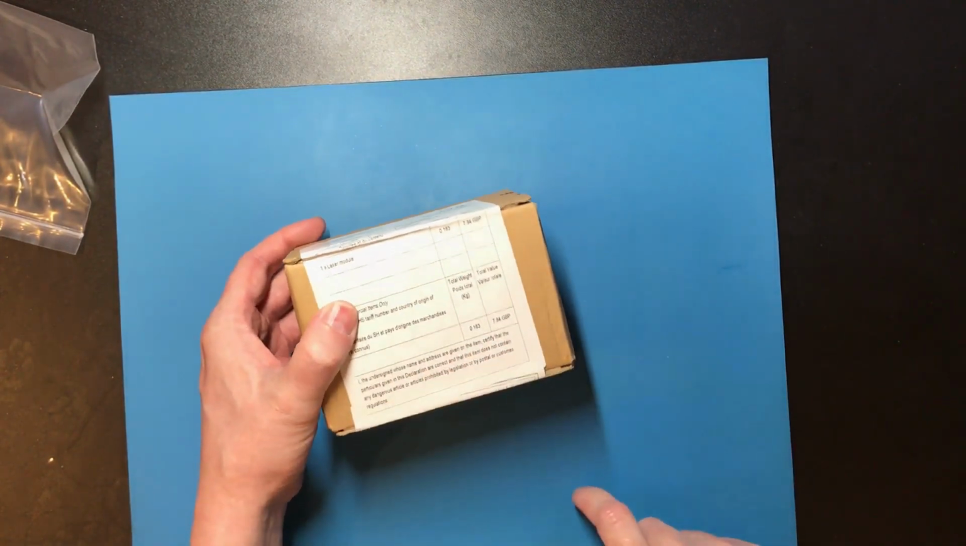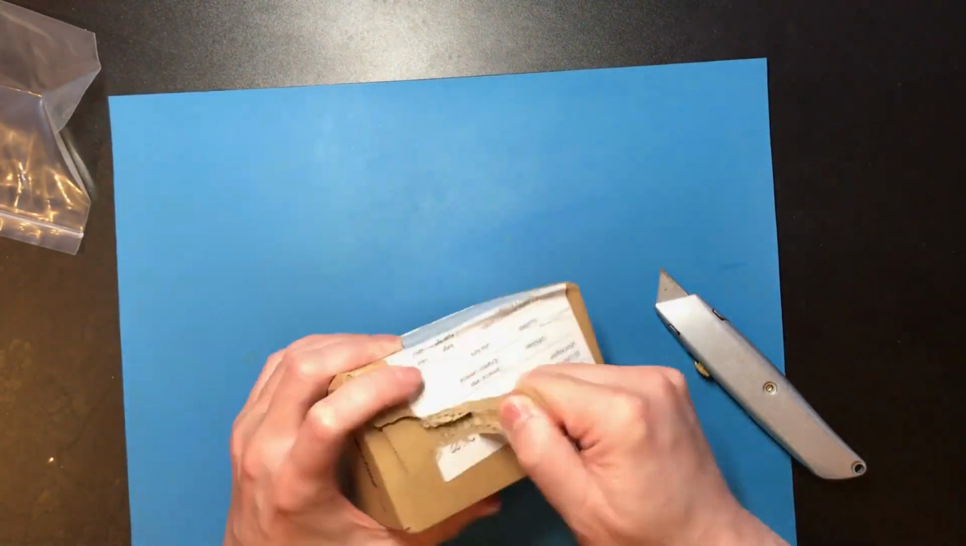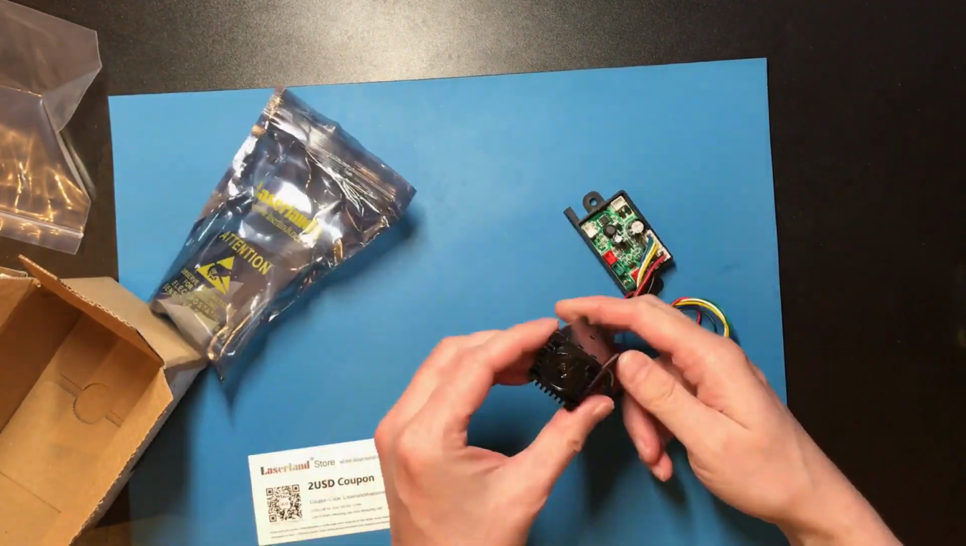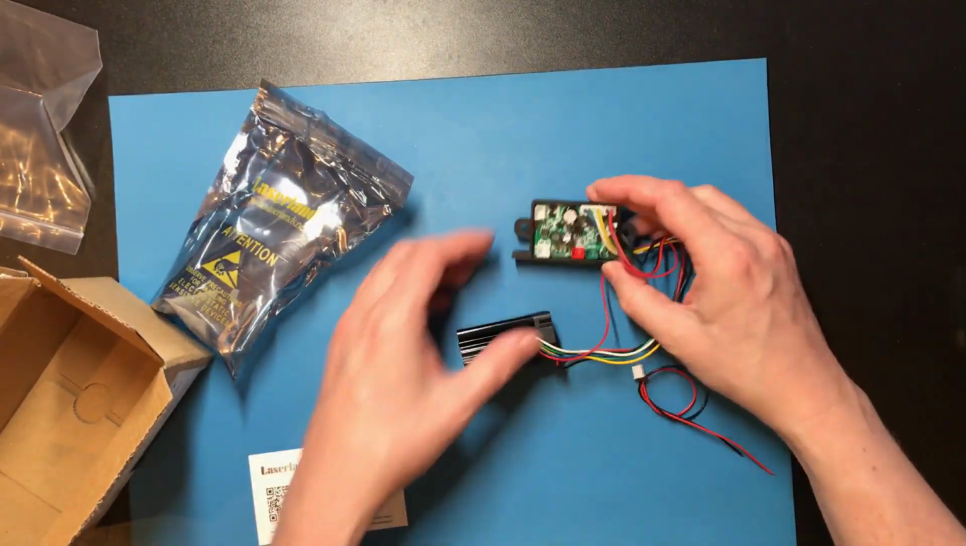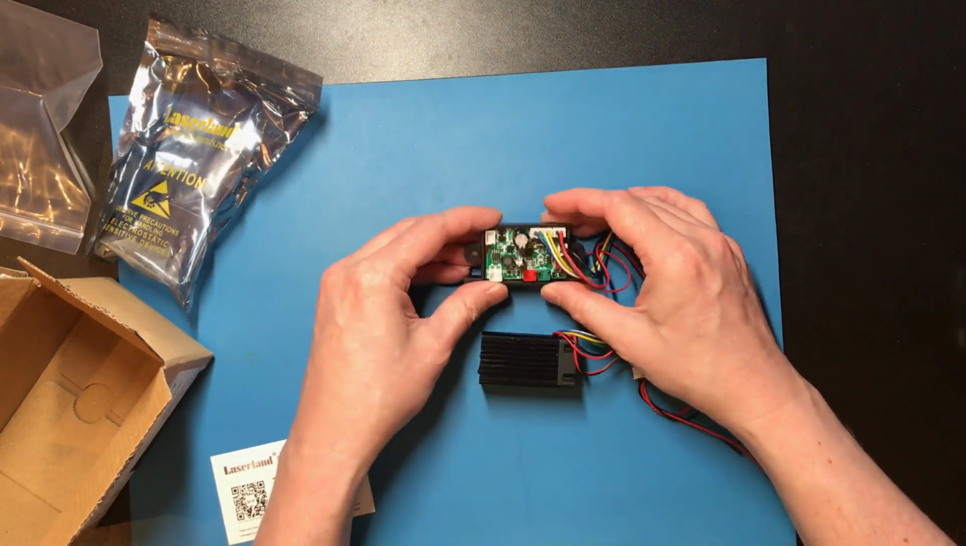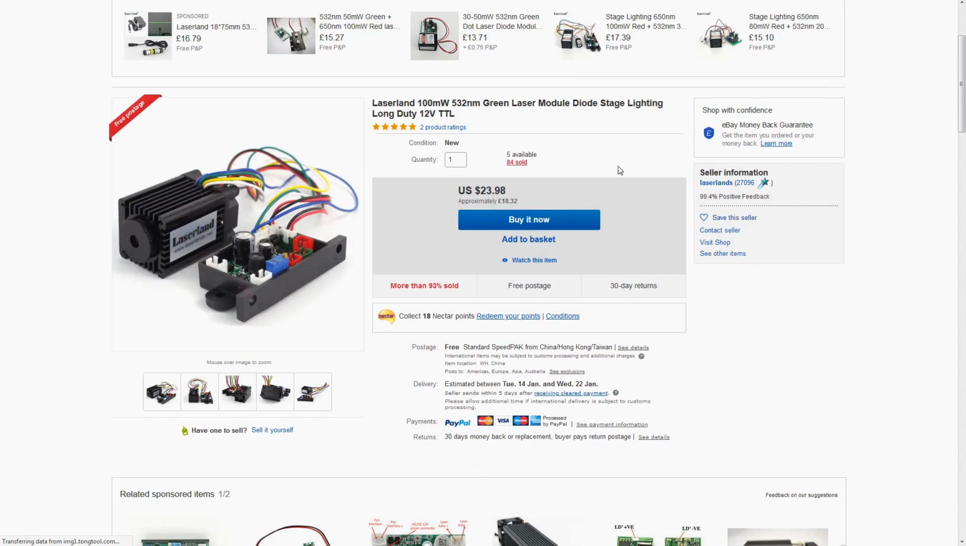And this says one times laser module. Okay, this heatsink certainly looks quite chunky. Control board looks okay. So this was about £18 and it's 100 milliwatts, 532 nanometers. Now, this doesn't sound very powerful. If you look around eBay, you'll see there's lots of very powerful lasers that are quite cheap. I actually had to search around a bit to find one that was weaker.